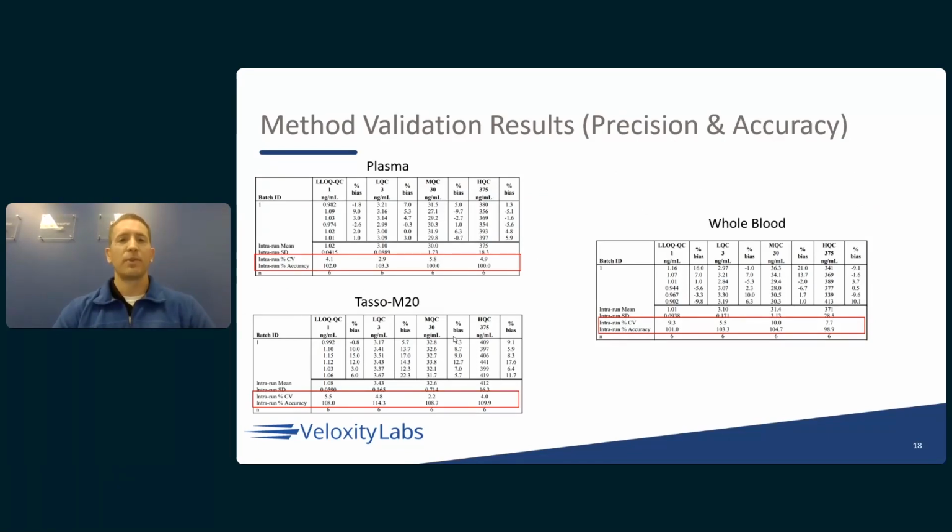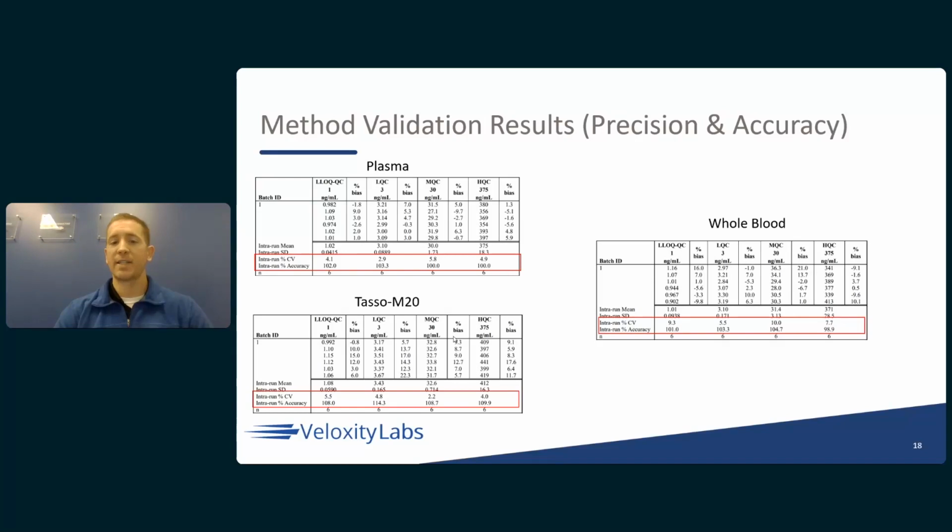So now I'm going to show some results, just highlighting a few key attributes from the validation. So the top left here, we have plasma. We can see this is just one of the precision accuracy batches. Excellent low CVs, excellent accuracies from the validation. On the right is whole blood. Once again, very tight CVs, good accuracy as well.